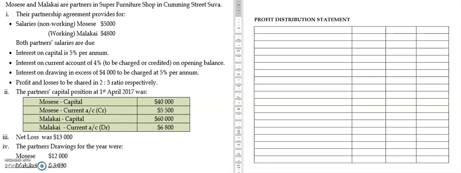In this session, I'm going to discuss one of the activities that's in your workbook on Schoology of part 2. The two partners in this question are Mosese and Malakai. For this question, we have to prepare their profit distribution statement, current account, capital account, and equity section of the financial position. So first, we'll discuss how to do the profit distribution account.